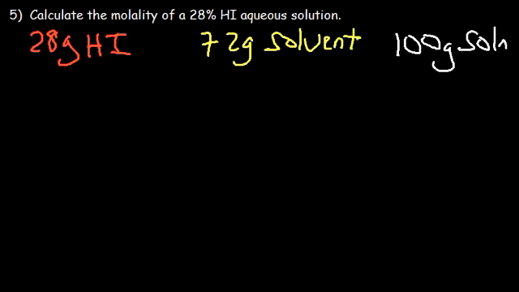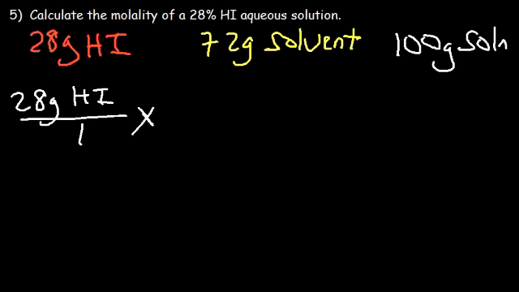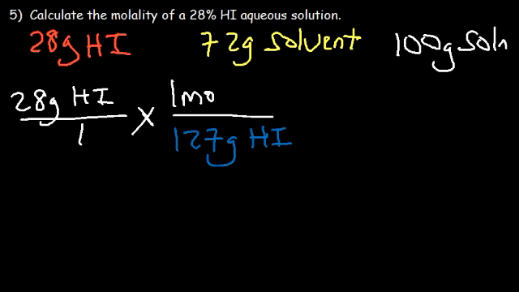So with this information, we can calculate the molality of the solution. So let's start with 28 grams of HI. So let's find the molar mass of HI. The molar mass of HI is about, let's see, for hydrogen it's 1.008, for iodine it's 126.9. So the molar mass is equal to 127 grams of HI for every 1 mole of HI.